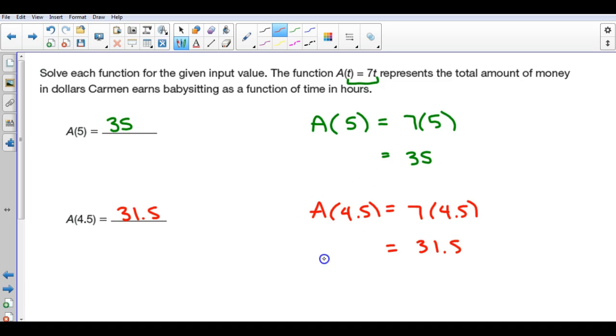And one of the things I want to kind of clarify with this too is that whenever you finish these problems, you do not have to do anything at the very end of this left side. So what I mean is you're going to bring A of 5 down. What this means is for every 5 hours she works, she makes $35. For every 4.5 hours she works, she makes $31.50. So you don't want to do anything else with the left side. The point of doing that, again, is you're being able to see your input value is 4.5, your output value is 31.5.